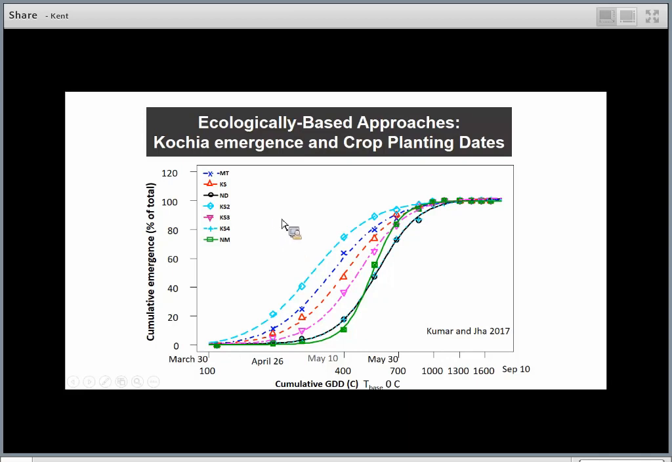This is just to show the different pattern of growth for these different crops. This purple X one came from a kochia plant in Montana. There's some from Kansas, some from New Mexico, some from North Dakota. And this is the cumulative emergence of the total. So look at it by date. By March 30th, the first part of April, this plant from Kansas was 50% sprouted by the first part of May, whereas this New Mexican one hadn't even emerged. No plants had emerged by that point in time.